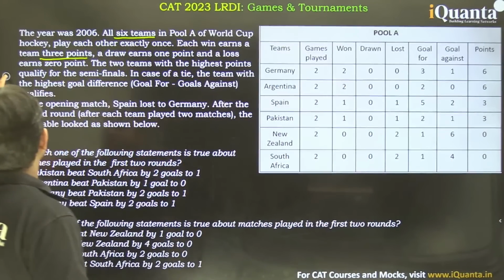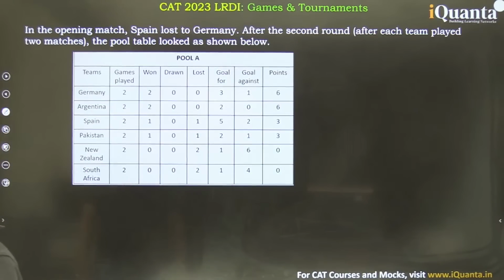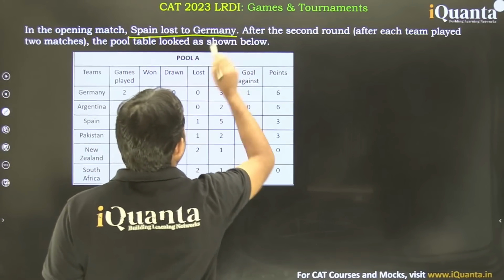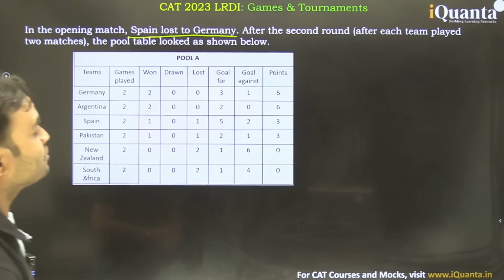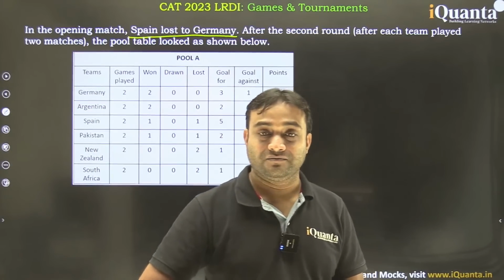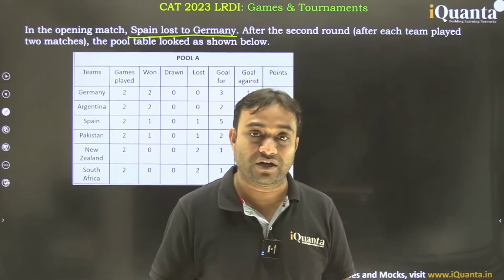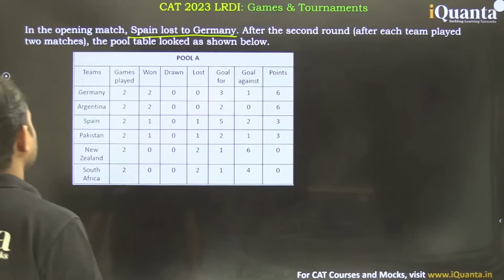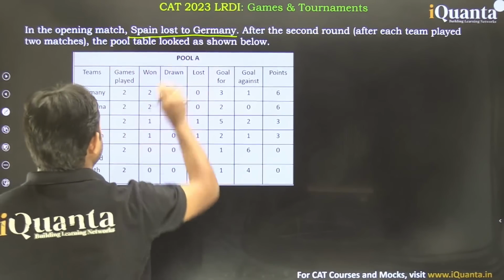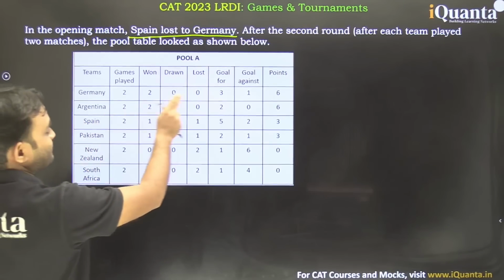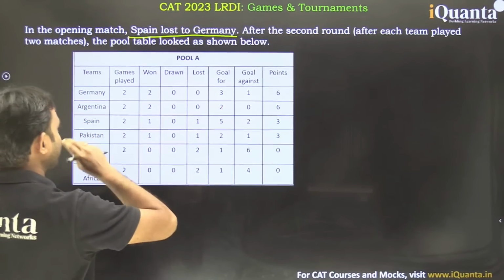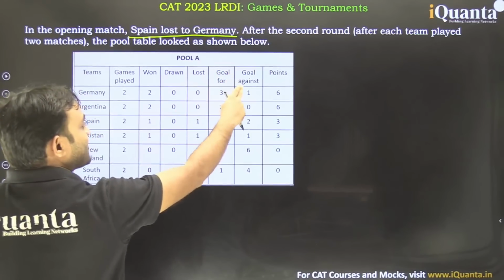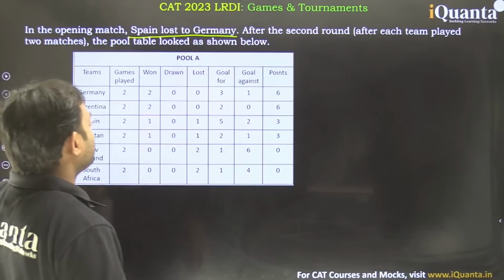Now let's try to solve it. It says in the opening match Spain lost to Germany. Spain lost to Germany after the second round. After each team played 2 matches, the pool table looked as shown below. After each team played 2 matches, not 2 matches against each other, okay, 2 matches in total. So we know that Spain lost to Germany. Now Spain scored a total of 5 goals and faced a total of 2 goals, while Germany scored 3 goals and faced 1 goal. So Germany won both the matches.